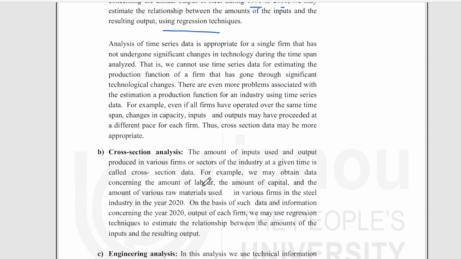Analysis of time series data is appropriate for a single firm that has not undergone significant changes in technology during the time span of analysis. That is, we cannot use time series data for estimating the production function of a firm that has gone through significant technological changes. There are even more problems associated with estimating a production function for an industry using time series data. For example, even if all firms have operated over the same time span, changes in capacity, input, and output may have proceeded at a different pace for each firm. Thus cross-section data may be more appropriate.